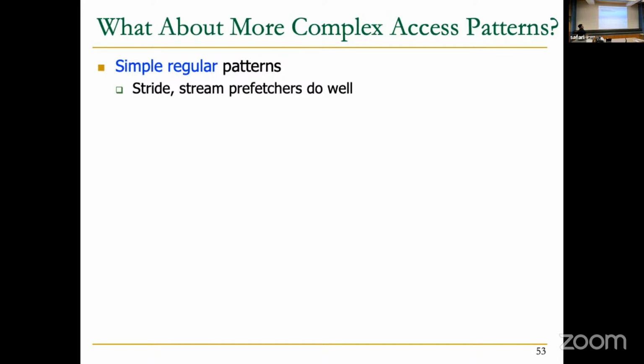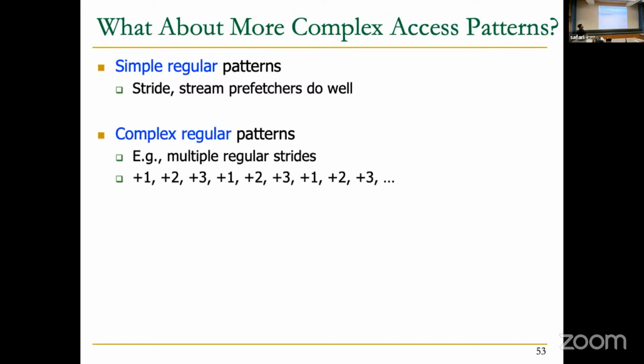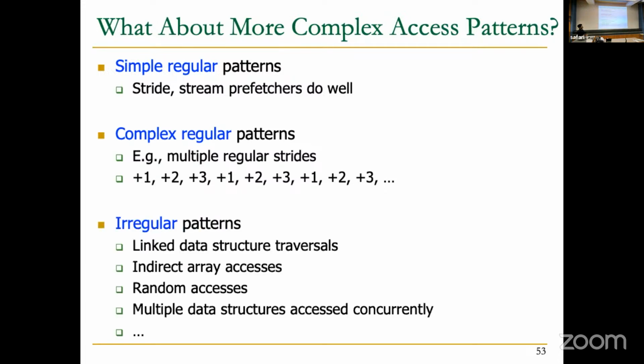So what we have seen till now are simple regular pattern prefetchers. The stride prefetcher and stream prefetcher work really well for them. But if you have complex access patterns with, let's say, multiple regular strides, that might not work really well for these simple pattern learning algorithms, right? And later on, if you have irregular access patterns, like linked list traversals, indirect accesses, random accesses, it makes your life much harder.